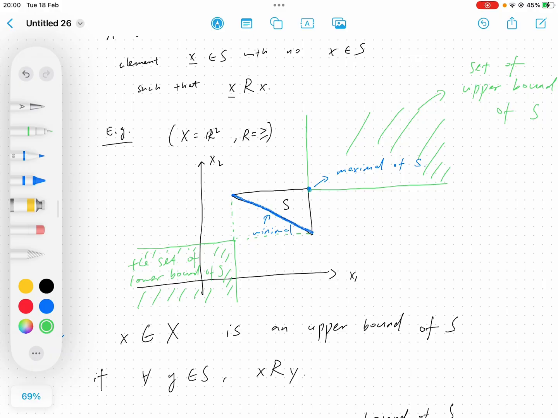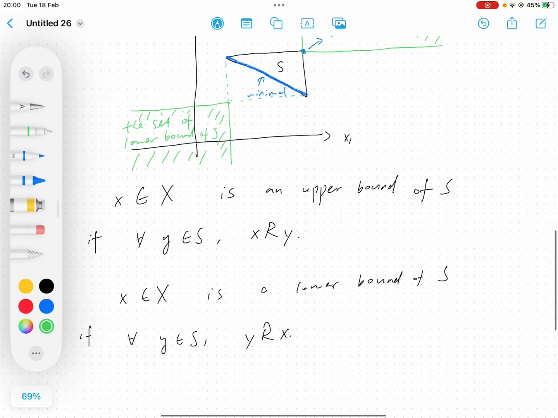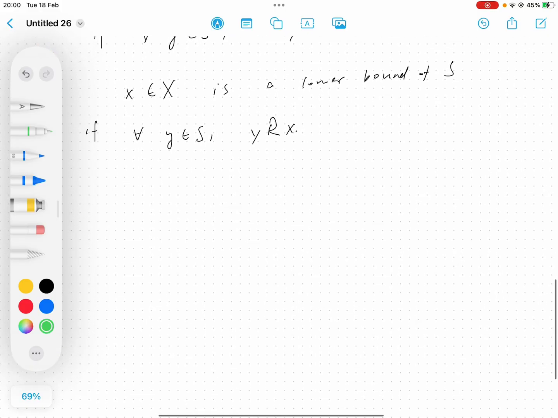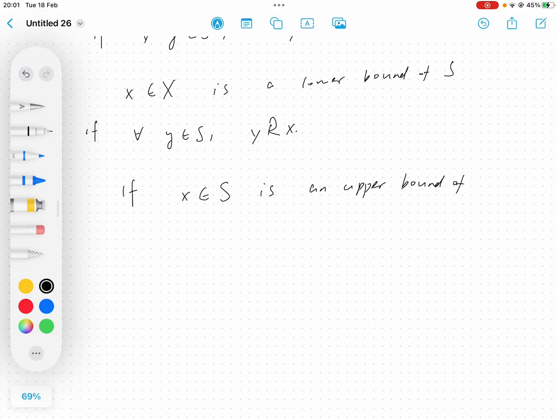All right, so we're going to define something based on the upper bound and lower bound, which will be helpful for us to define the supremum and infimum. So we say that if some x, so it has to be in S first, is an upper bound of S.